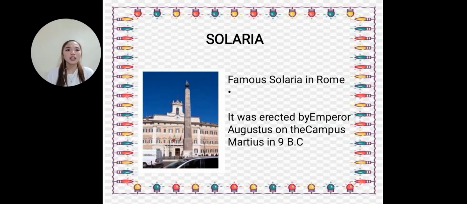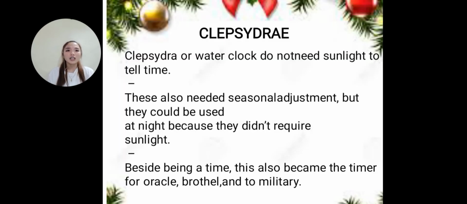Solaria, famous Solaria in Rome. It was re-erected by Emperor Augustus on the Campus Martius in 9 BC. Clepsydra, or water clock, does not need sunlight to tell time. This also needed seasonal adjustment, but it could be used at night because it didn't require sunlight. Besides being a timepiece, this also became a timer for oracles, brothels, and the military.